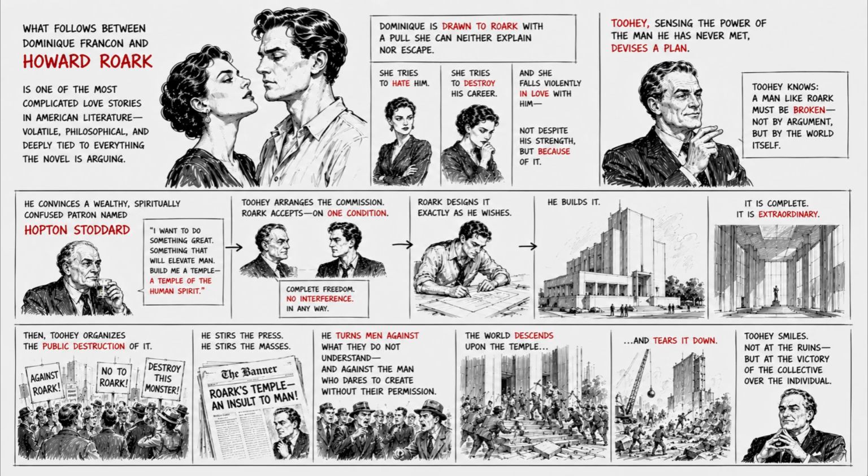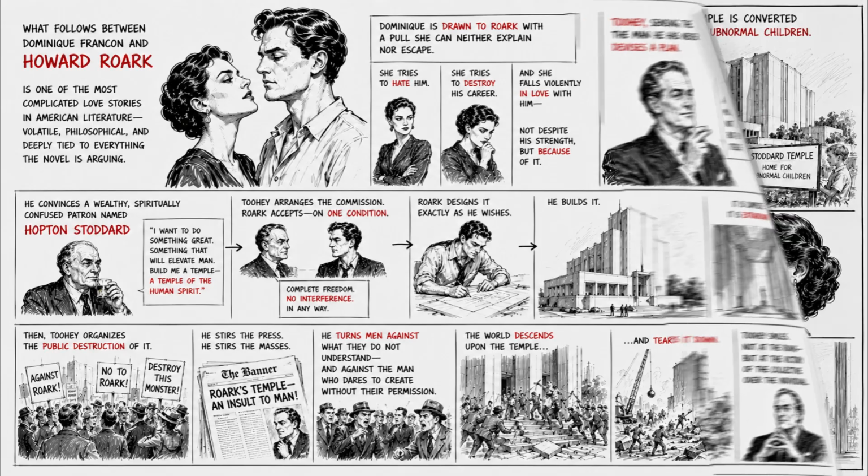Toohey, sensing the power of the man he has never met, devises a plan. He convinces a wealthy, spiritually confused patron named Stoddard to commission Roark to build a temple of the human spirit, to be built exactly as Roark wishes, with no interference. Then, when it is complete and extraordinary, Toohey organizes the public destruction of it.